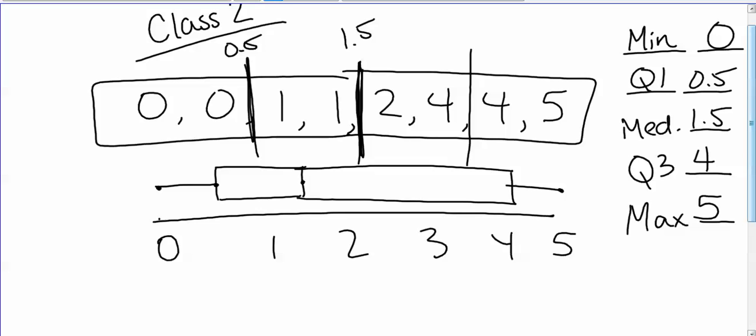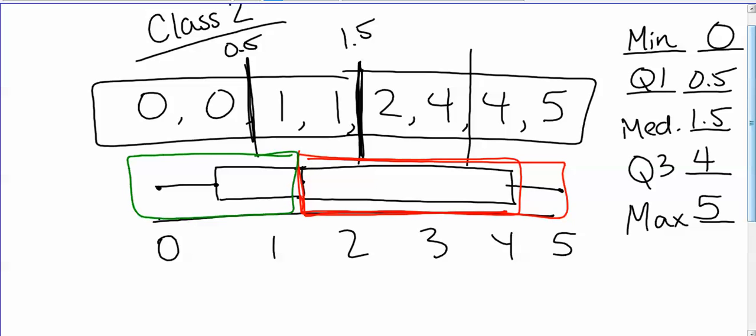Now you can look at this class 2 data, and this is a really quick summary of this box plot. You can see that the higher 50% of the data, the part that I'm drawing a red box around, that, oops, should go further. This section right here is much more spread out than this section right here. You can see that it's clearly more spread out.